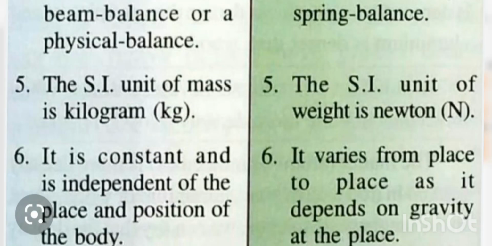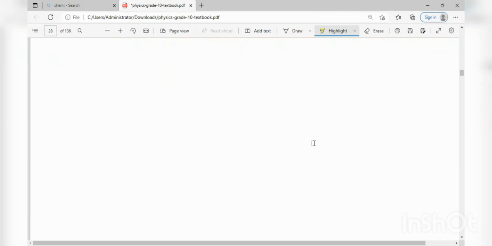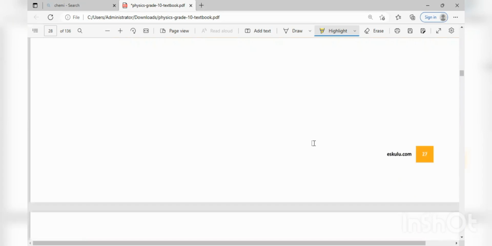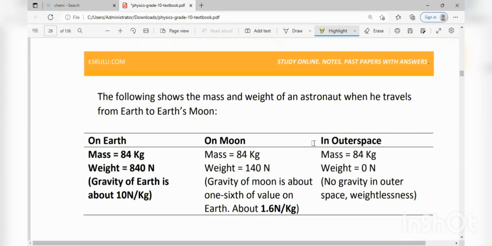The sixth difference between mass and weight is that mass is constant, and it is also independent of the place and position of the body, meaning it does not change whether it's on Earth, in outer space, or on the moon, right? It remains the same. But weight changes depending on the gravitational force. So those are some of the differences between the two.